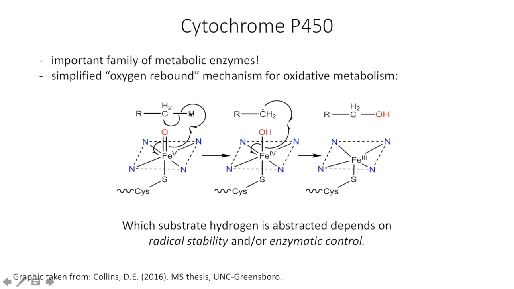So the big question is which OH is which hydrogen is going to be abstracted? Where is this OH going to show up? That's generally dictated by both the radical stability and the enzymatic control, which is to say sometimes the enzyme will hold it in a specific shape such that a specific hydrogen will be taken. But much of the time it seems to be dictated by the stable radical. So we form a stable radical in this middle step, and then we hydroxylate it later.